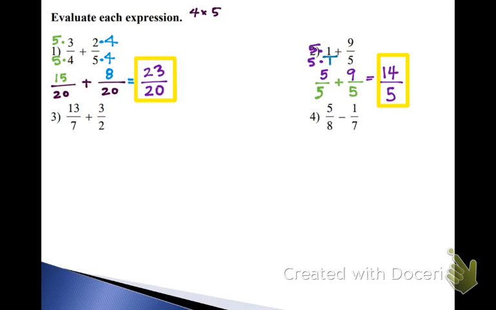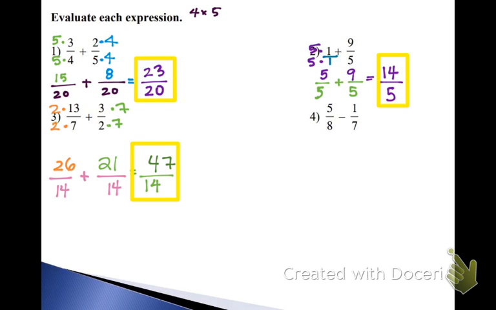All right, number 3, what denominator do we want to have? 14. What do I need to multiply by 7 to get 14? 2. What's 2 times 13? 26. All right, what do I need to multiply by 2 to get 14? 7. All right, 3 times 7 is 21. What is 26 plus 21? 47. Can this be reduced? No.